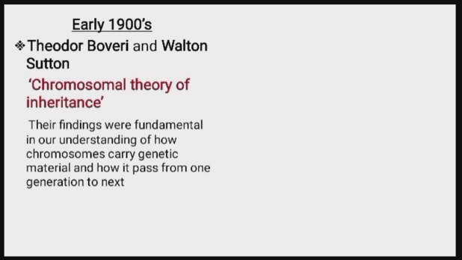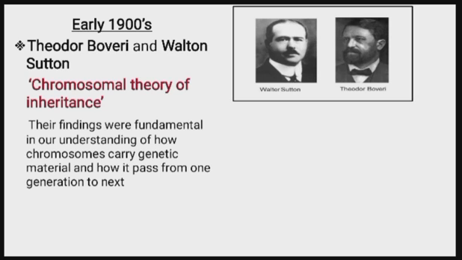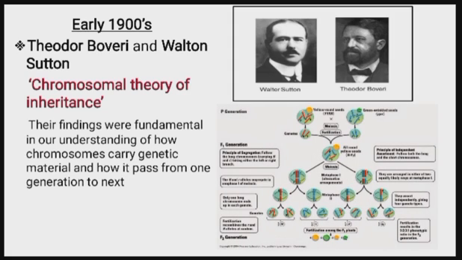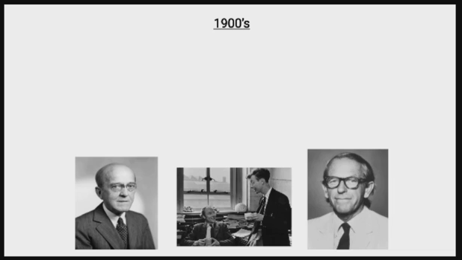Now in the early 1900s, Theodore Boveri and Walter Sutton gave the chromosomal theory of inheritance, where in 1903 Walter Sutton observed that the diploid chromosome consists of two morphologically similar chromosomes which are equally distributed during meiosis. That means transmission of genetic characteristics. Their findings are fundamental in our understanding of how chromosomes carry genetic material and how it is passed from one generation to another. Now let's see the historical findings during the 1900s.